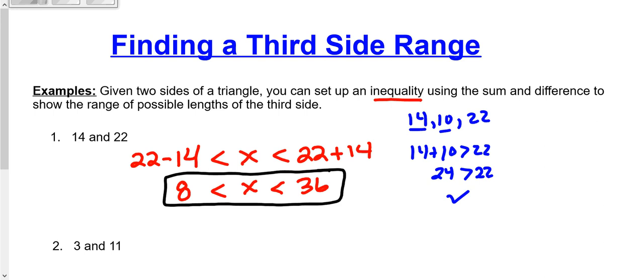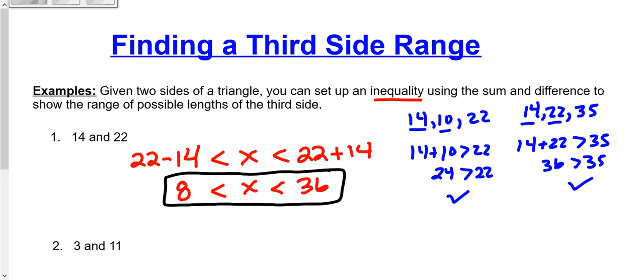Then I'm going to pick another number. Let's say I pick 35. So we have 14, 22, 35. In this case, we pick our two smaller numbers. 14 plus 22, is it bigger than 35? It is, because 36 is bigger than 35.